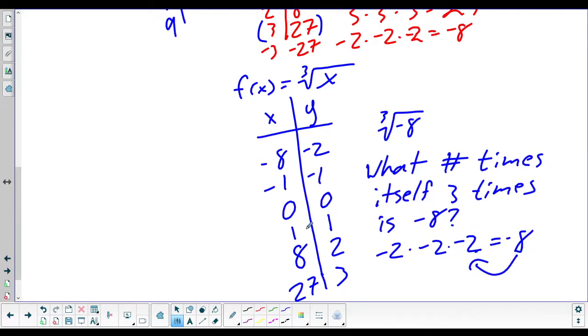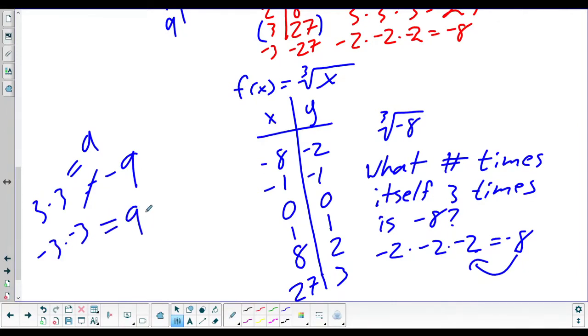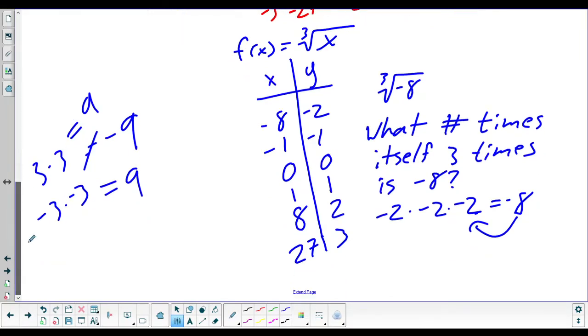This checks out. If you try and ask yourself, what number times itself is negative 9? Well, it's not 3, right? Because 3 times 3 is positive 9, not negative 9. It can't be negative 3, because negative 3 times negative 3 also equals 9. And it has to be times itself, so you can't mix and match negative 3 times 3, because now these aren't the same number, so it's not times itself anymore.